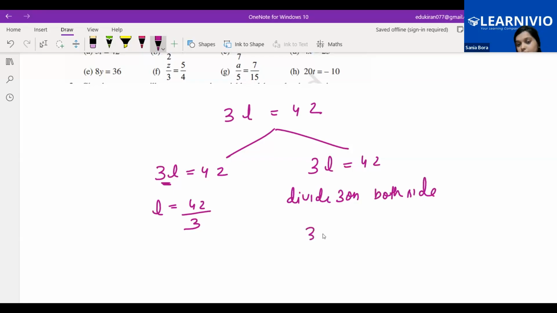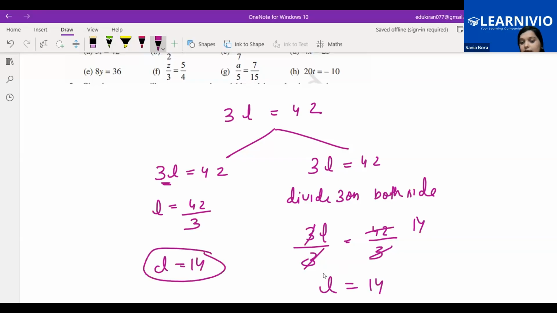Yes, ma'am. So here 3L divided by 3 and here 42 divided by 3. So 3 and 3 got cancelled. L equals whatever you get when you divide: 3 ones are 3 and 3 fours are 12. So you get 14. Here also L equals 4. Clear? Yes, ma'am.